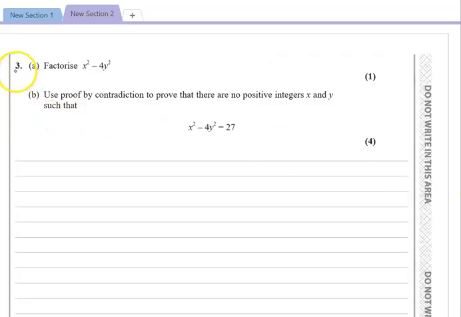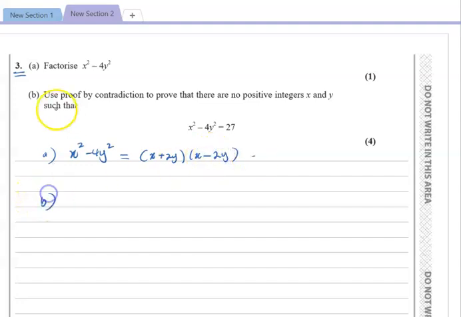Next question, question three, part A. They're asking us to factorize x squared minus 4y squared. You can see that this is a difference of two squares, so it's x plus 2y multiplied by x minus 2y. That's part A.